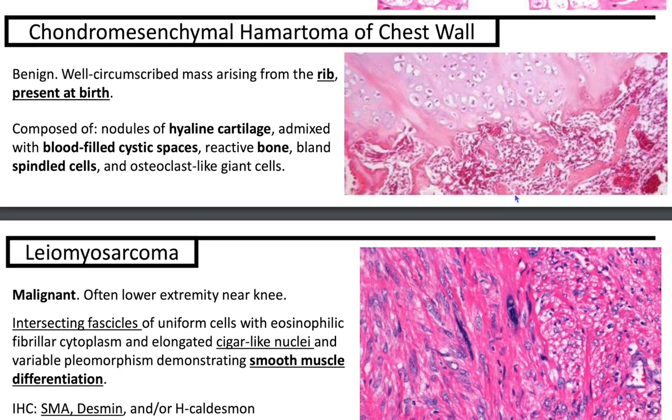Chondromesenchymal hamartoma of the chest wall. These are benign. They're a well-circumscribed mass arising from the rib, present at birth. And you'll see it's composed of nodules of hyaline cartilage with blood-filled cystic spaces, reactive bone, bland spindle cells, and osteoclast-like giant cells.